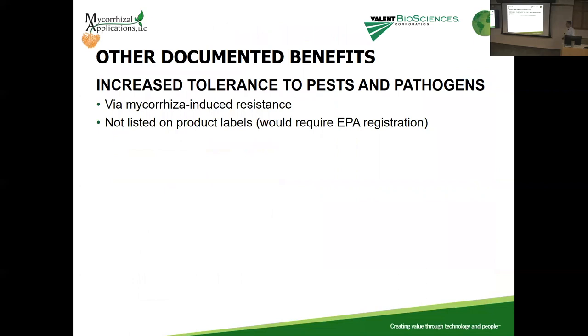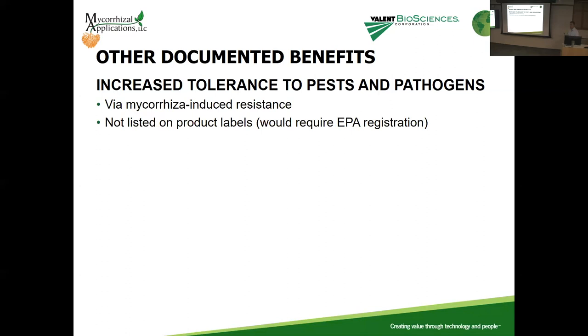There are other documented benefits that I just want to briefly mention here, such as increased tolerance to pests and pathogens. There's a systemic resistance called mycorrhizae-induced resistance. There are several publications out there that show that, for example, chewing insects are one of their targets. So when mycorrhizae colonizes, the plants become more resistant to these insects, for example.